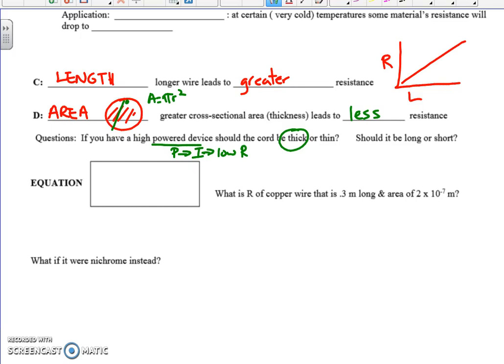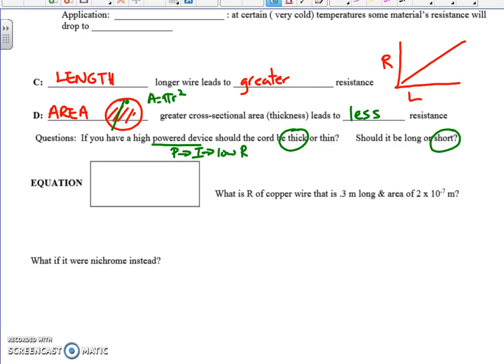Would we want it long or short? Well, again, we want low resistance, so short wires give us that. And so notice those cords are not only thick, but they're short as well. The really long cords for appliances are generally ones that don't draw a lot of current or they're low power.